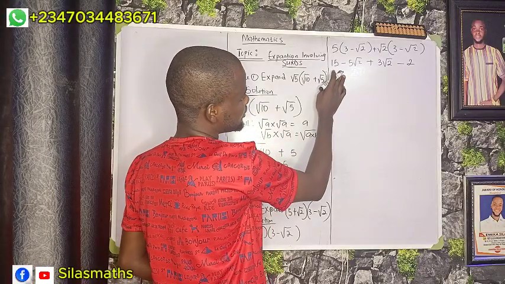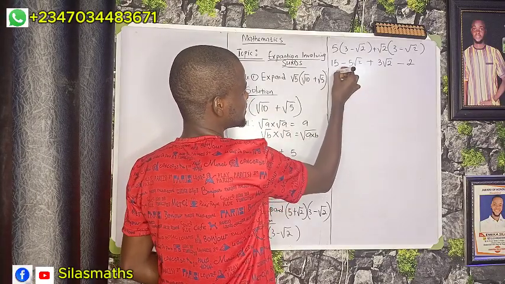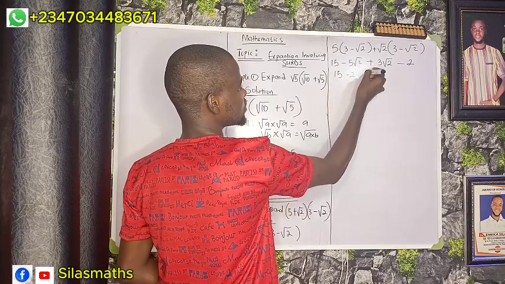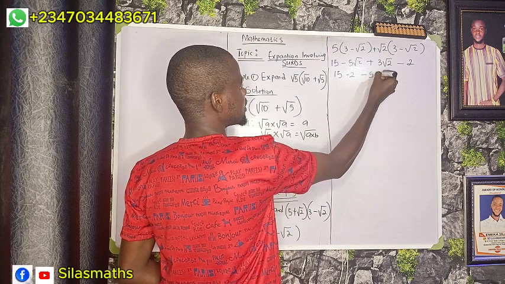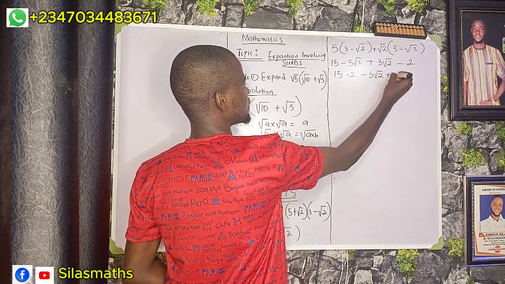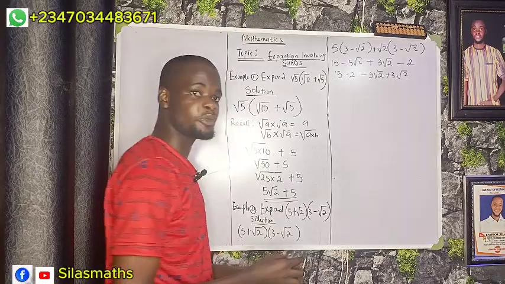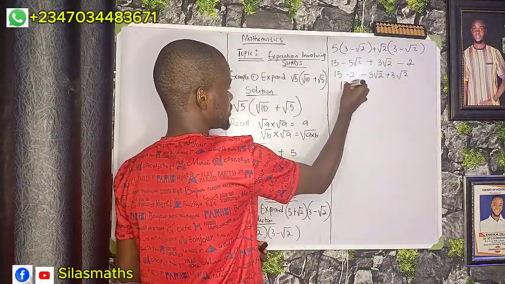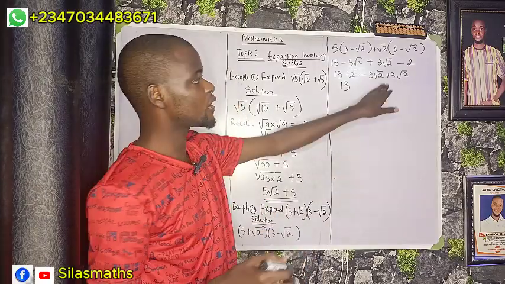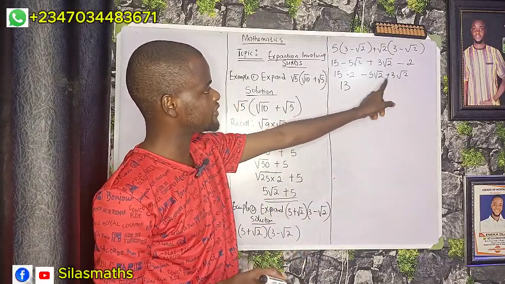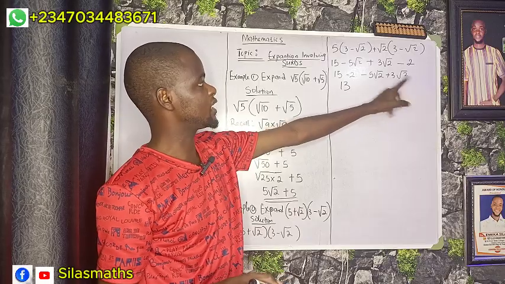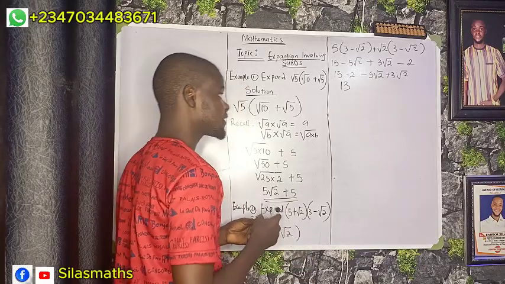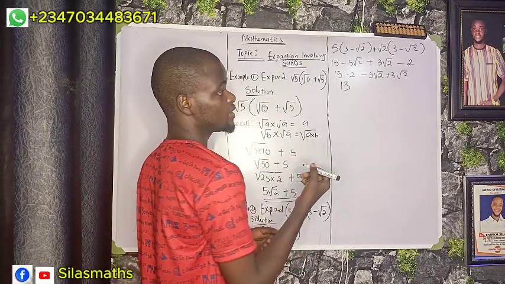So let's simplify further by collecting like terms. I'll have 15 minus 2, then these two are like terms: minus 5 root 2 plus 3 root 2. 15 minus 2 gives me 13. These are common surds, so we'll combine their coefficients first, which is minus 5 plus 3. And of course, minus 5 plus 3 gives me minus 2.